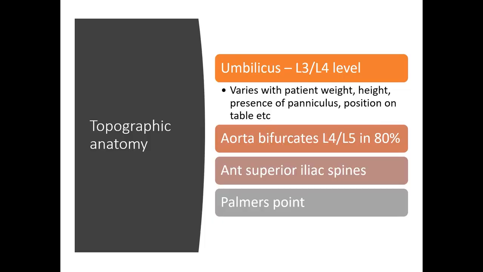So just for understanding, the umbilicus is at the level of L3, L4 in most patients, but it can vary with the patient's weight, the height, the presence of an abdominal panniculus, the position on the table, whether we are flat or head low. So it can vary, but this is in a normal situation. The aorta bifurcates around the L4, L5 level in 80% of patients. So you see, you have the umbilicus and the aorta is here.